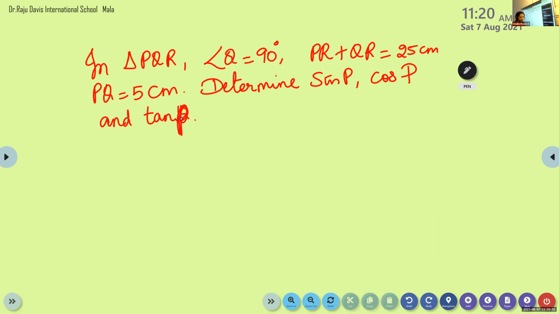Okay, mark this as an important question. The previous one is also an important question. In triangle PQR, angle Q is 90, PR plus QR is 25 centimeter, PQ is 5 centimeter. Determine sin P, cos P and tan P.